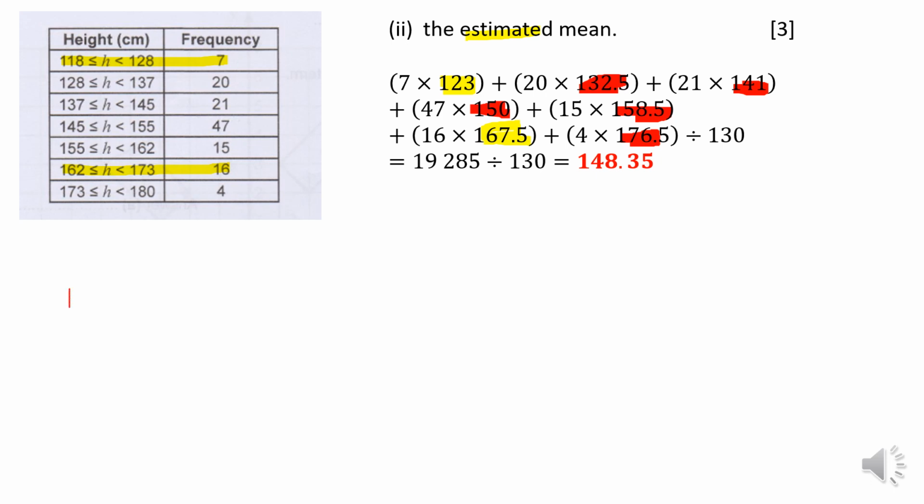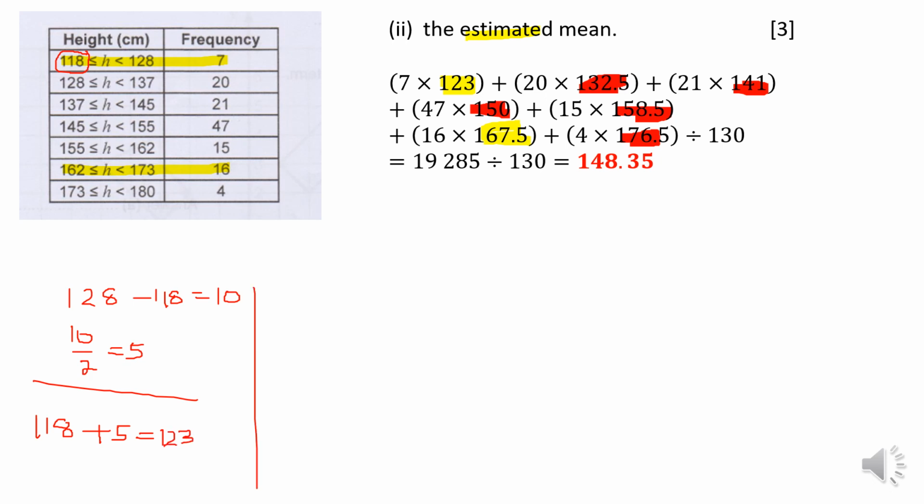We take 128 and we subtract 118. That gives you 10. So we want to find the average there, so we find 10 divided by 2, which is 5. And then we take the lower value, the 118 in this case, and we add the 5. That gives us 123.